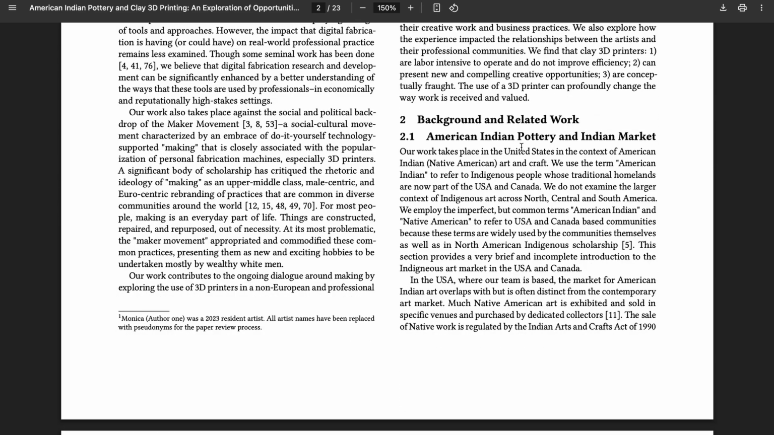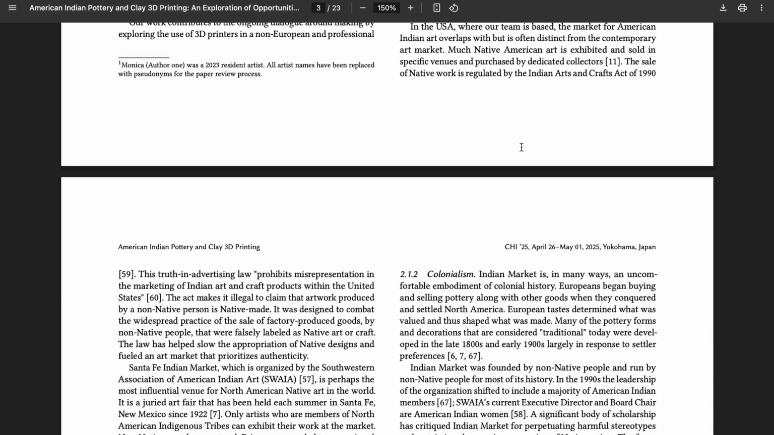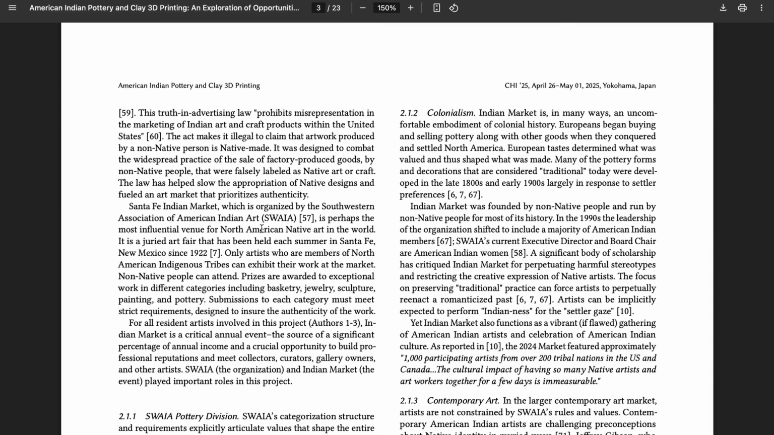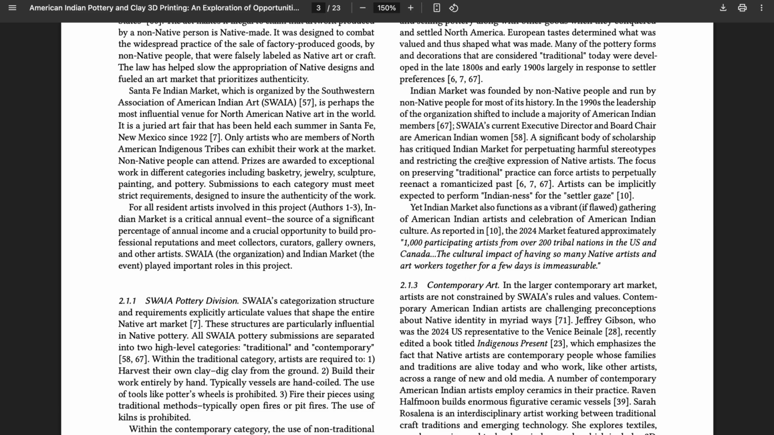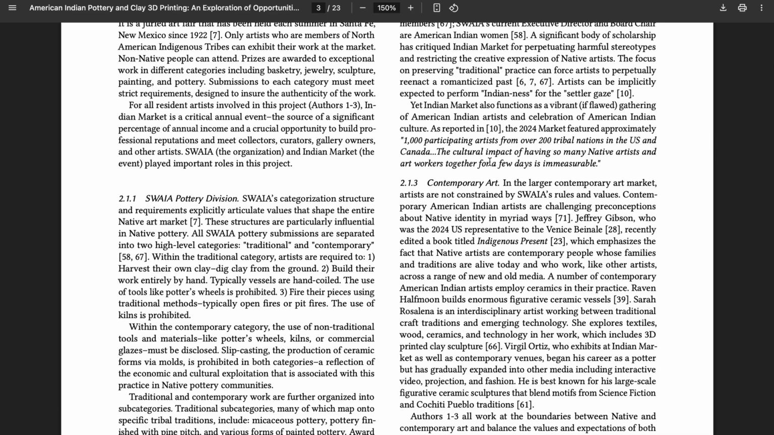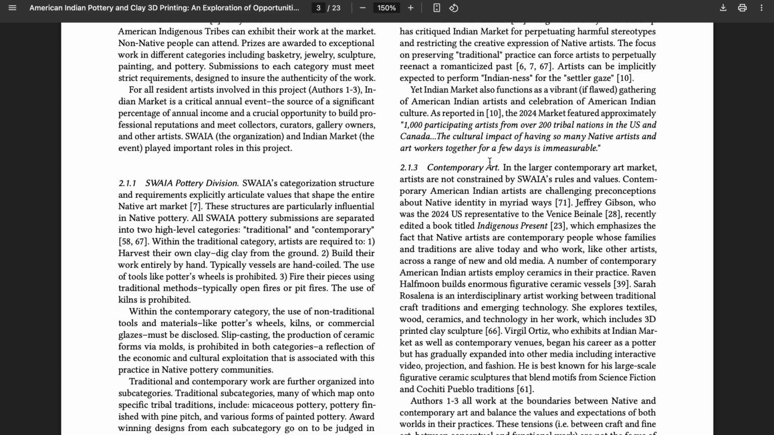So one is around this notion of traditional pottery and what that market looks like. There is an association, SWAIA, that they were a part of that holds a big event, and lots of ceramics are sold. There's judging, and there's this really interesting tension between traditional and contemporary. I think in general it seemed like this organization leaned very traditional, although there was a contemporary category, and at least one of the artists submitted their work under that category.